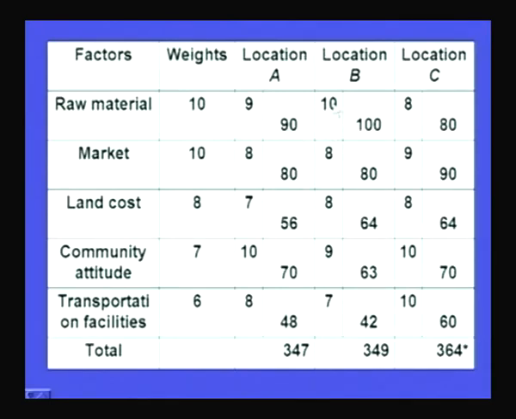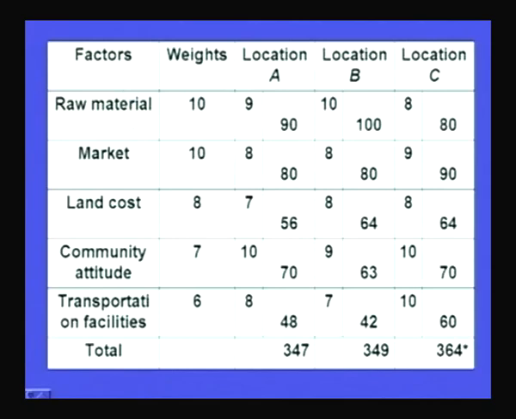Similarly, 10 marks or 10 points have been given for location B. So 10 multiplied by 10 gives 100. So 100 points have been got by location B on the factor raw material. Similarly, location C has been given 8. So 10 multiplied by 8, we get 80.